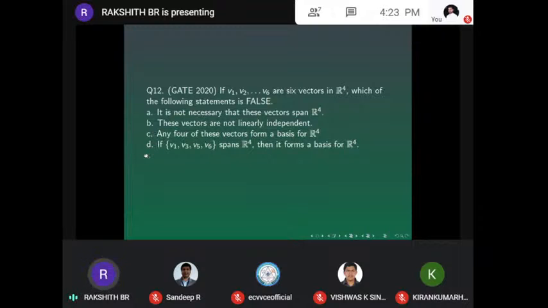So the next option is D. Option C says any 4 of these vectors form a basis. This is not true, because for a basis the vectors must be linearly independent, and any 4 vectors might all be dependent. So therefore option C is wrong. That means it's a false statement. So you need to tick mark this option C, that means you need to circle this option C, as that is actually the false statement.